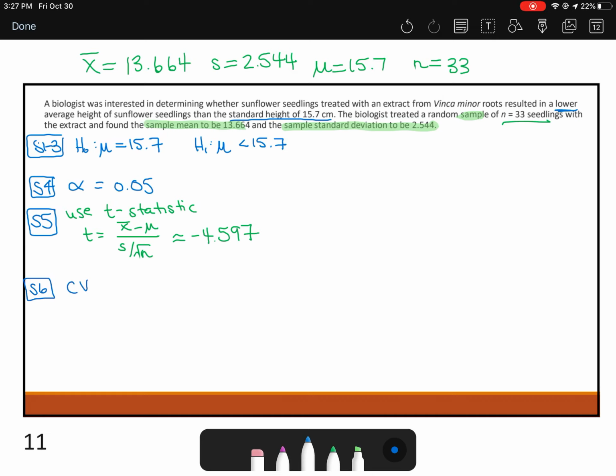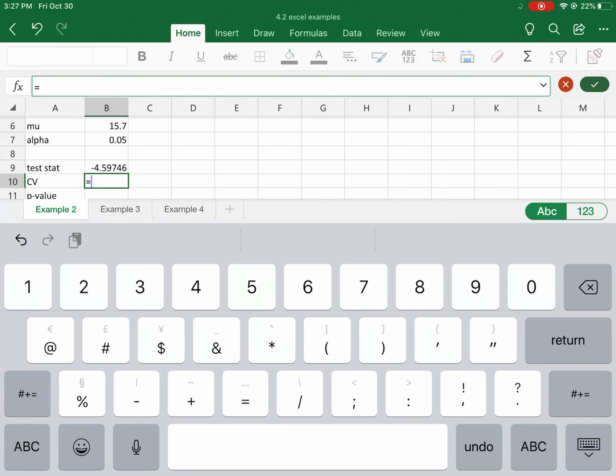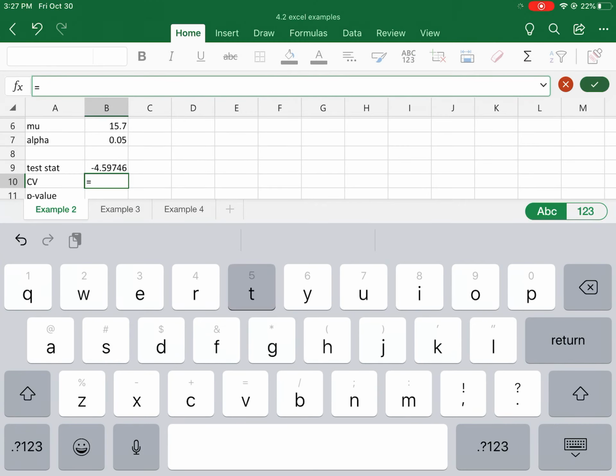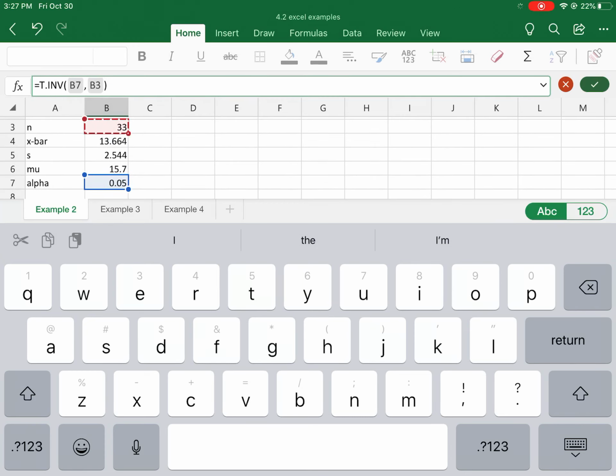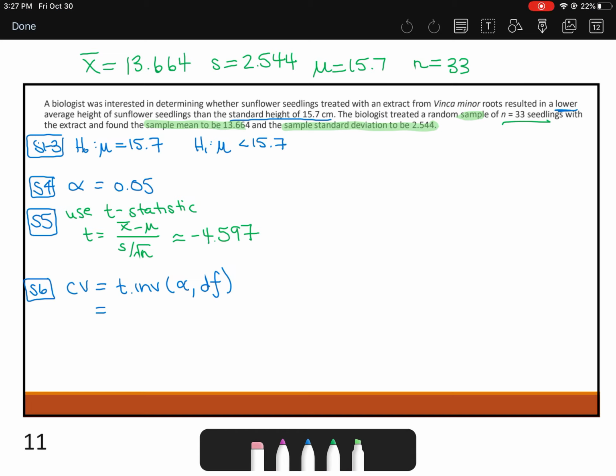So this on the left, I'm going to go ahead and do the critical value method. So remember, to find your critical value, that is your t inverse of your alpha and your degrees of freedom. So let's go ahead and go to Excel. So I have equals t dot inverse. Okay, so my probability, that's my alpha, my degrees of freedom, and hit enter. So I get negative 1.69236.